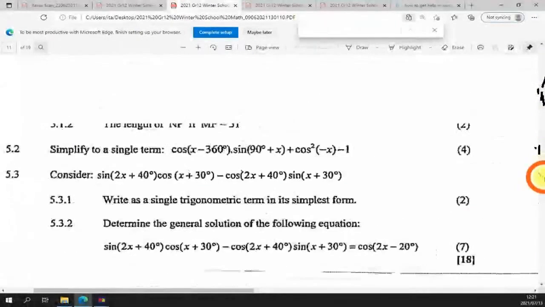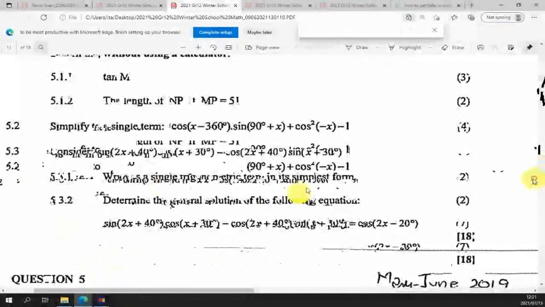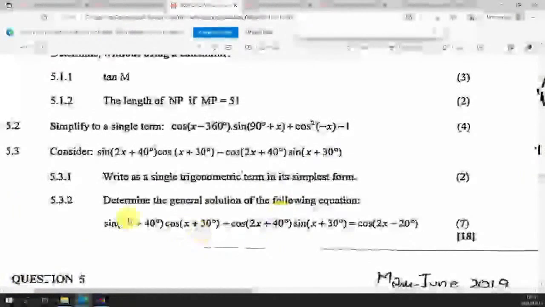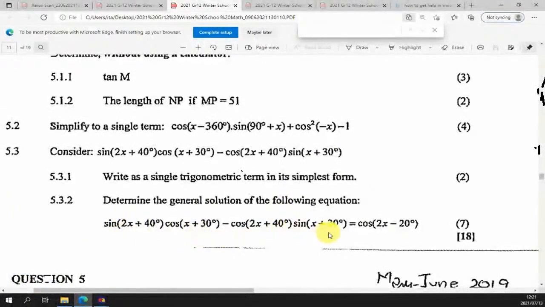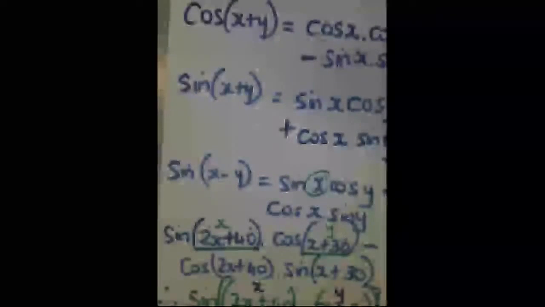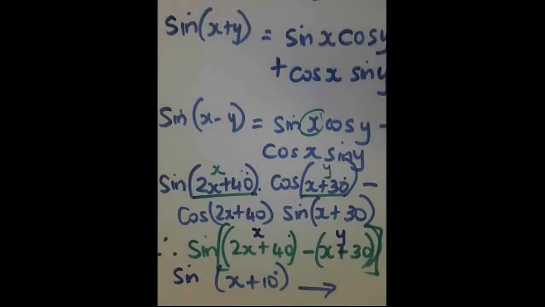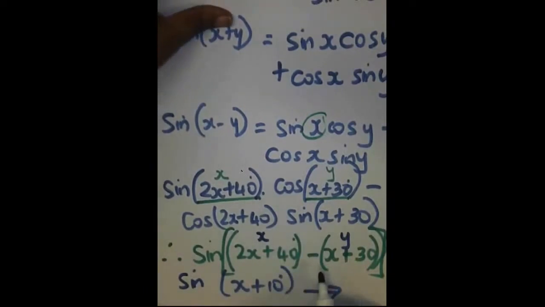I'm now looking at 5.3.2. It says, so I've written it as a single denominator and now they want me to prove this thing here. Now, we've just found the answer to this. By comparison, we found it to be sine of x plus 10 degrees. So by comparison, ladies and gentlemen, I found it out. So you must do exactly the same, and then you would end up with where I am. So sine of x plus 10 degrees is what this whole thing simplifies to.